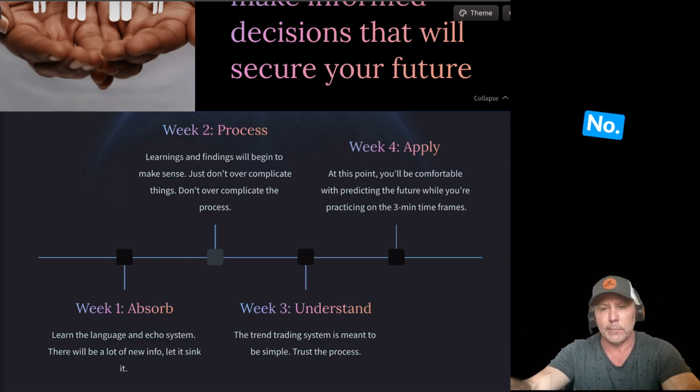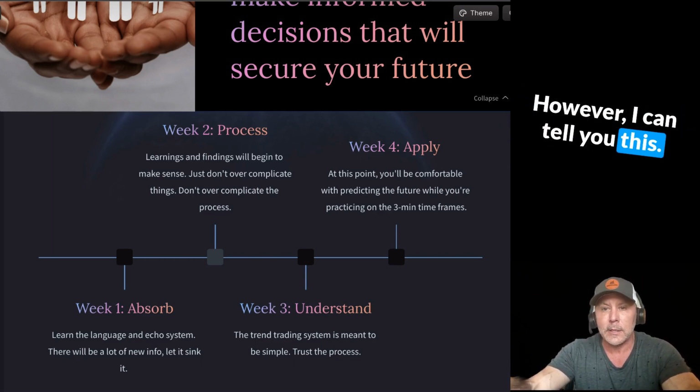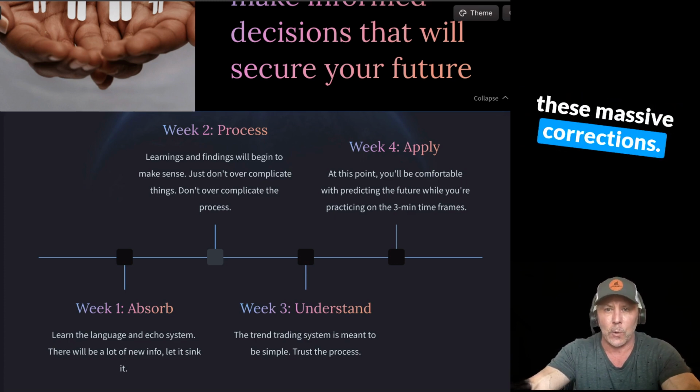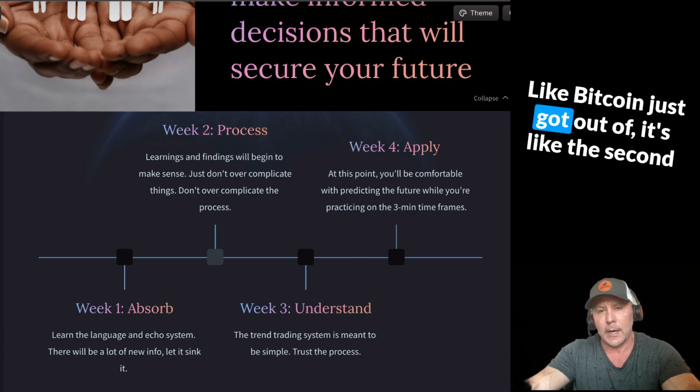Can you go work on Wall Street? No. However, I can tell you this: you're going to definitely avoid these massive corrections like Bitcoin just got out of.